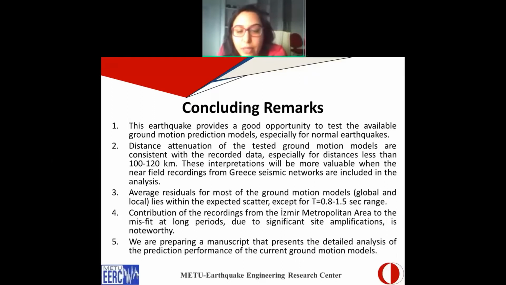The average residuals for that particular event are within the expected scatter. Even though they are quite negative, they are not very large in terms of negative residuals. For most of the ground motion models, they are lying within the expected scatter, except for a certain period range, and that period range is 0.8 up to 1.5 seconds spectral period.